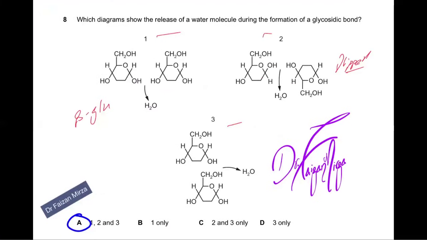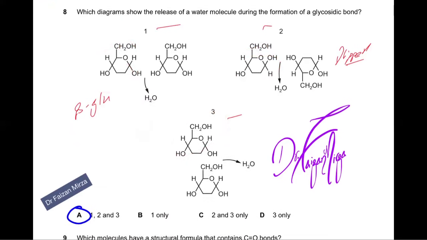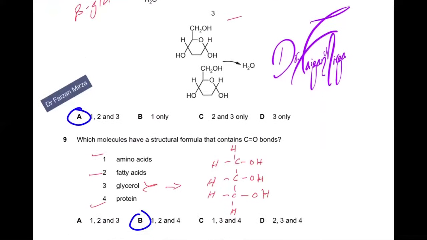Which diagram shows the release of a water molecule during the formation of a glycosidic bond? So if you look at these structures here, these are all beta glucoses, and a water molecule is being released. So yes, all three can form glycosidic bonds.